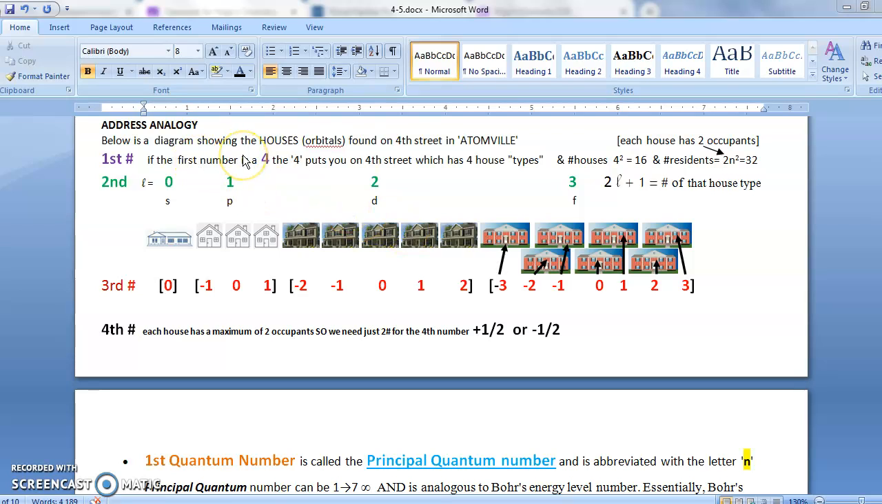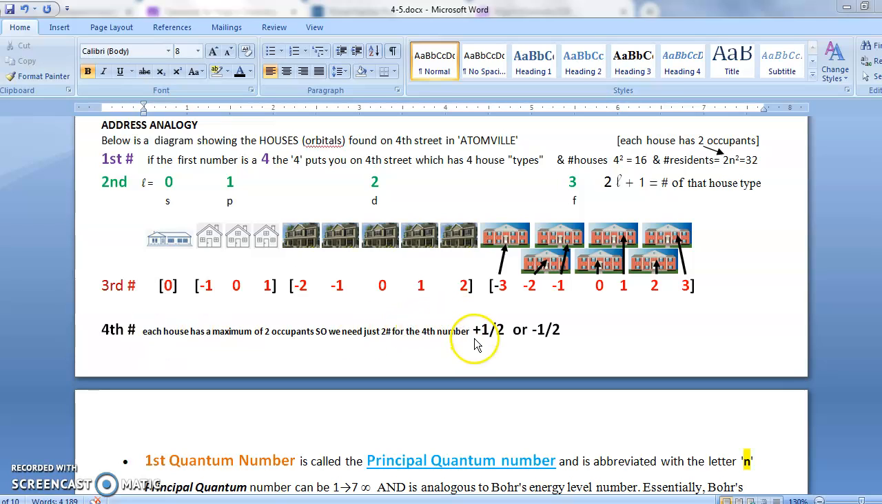So the first number puts you on a street. The second number puts you on a part of the street called a sublevel. And when you're on the part of the street, you know what the house shape is going to be. The second number is a code for the shape of the house. The third number puts you in the actual house on an orbital. As we mentioned earlier, each house can only have 2 occupants. So the fourth number tells you which occupant it is.